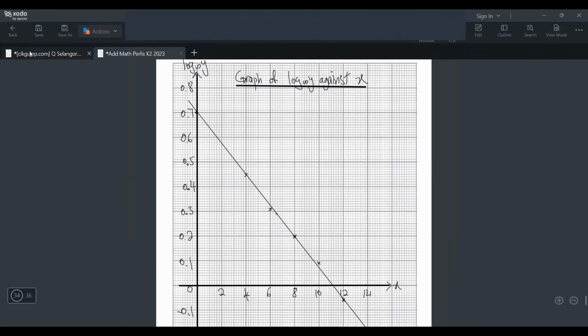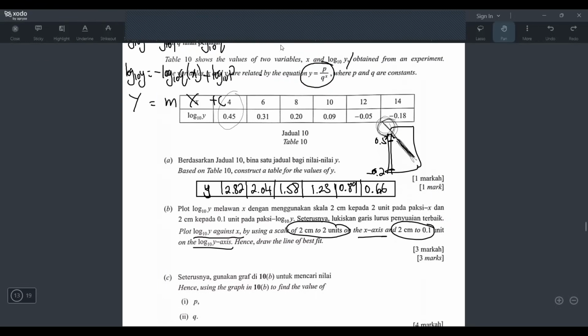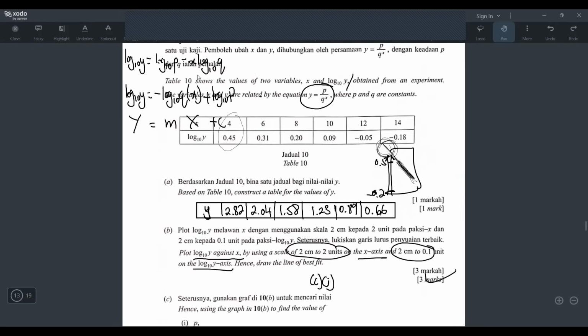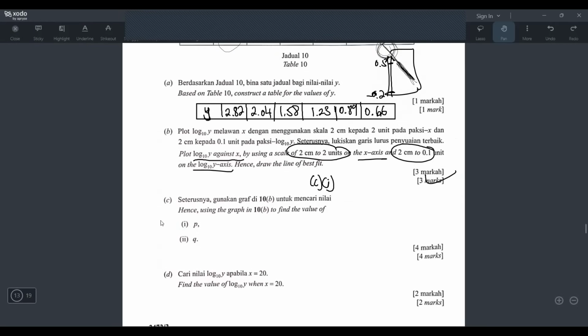Now we can go back to the question. So the question wants us to draw a graph. So done, that's it. All right, so we will get how many marks? 3 marks for the graph. Now we can do part C. Okay, part C says using the graph, find the value of P and Q. I already told you, right? For this part C, you need your linear form. You need to refer to your linear form equation to find the P and Q value.